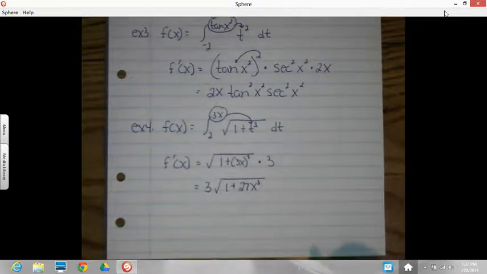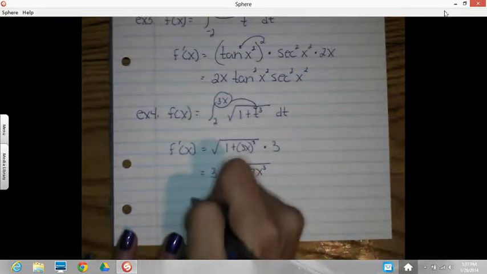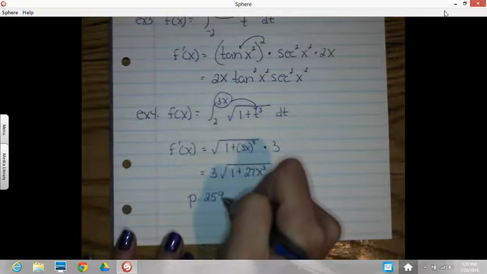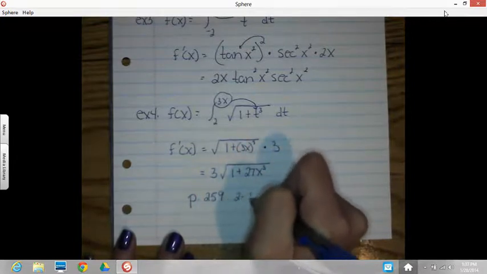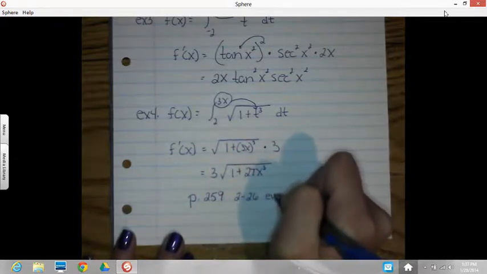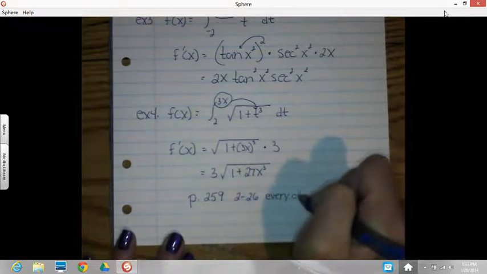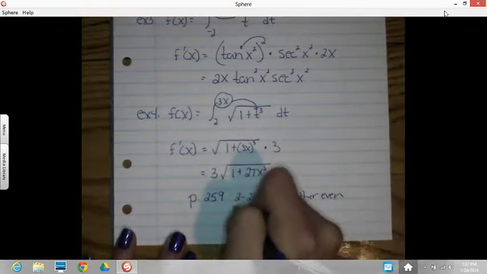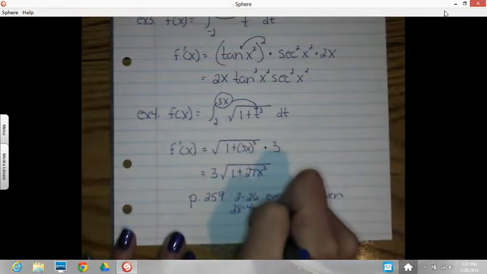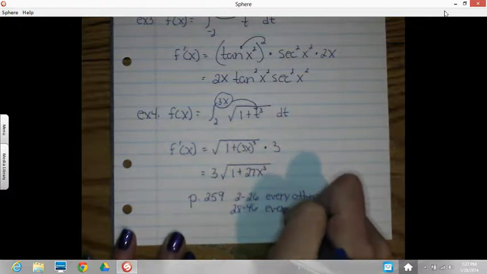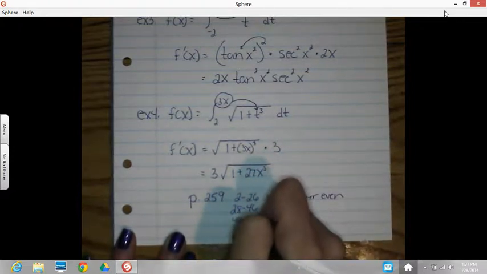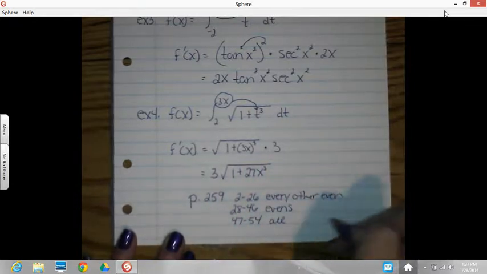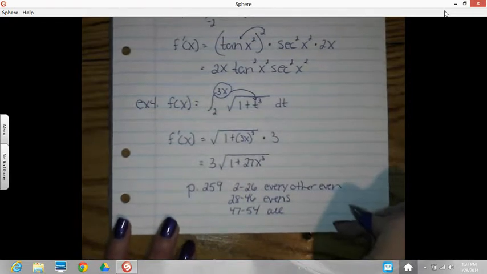Okay, your homework assignment is going to be page 259, 2 through 26, every other even. 28 to 46, all of the evens. And then 47 to 54. Oh. Okay, that'll finally finish this section.